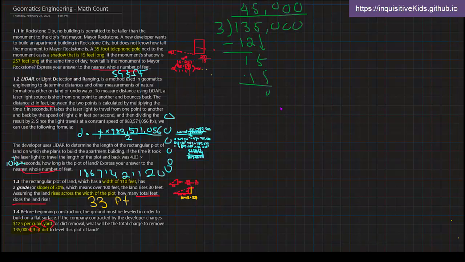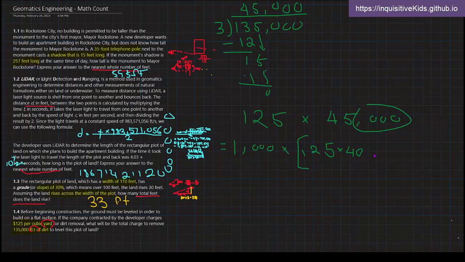So now that we have the units done, it's time to calculate, and we're going to do that by multiplication. We have this much cubic yard, and for each of those cubic yards, there's $125. So we can write the equation 125 times this 405,000. Alright, so I'm going to first put away these zeros and just do 125 times 405. I'm going to split this 405 up into 400 and 5.